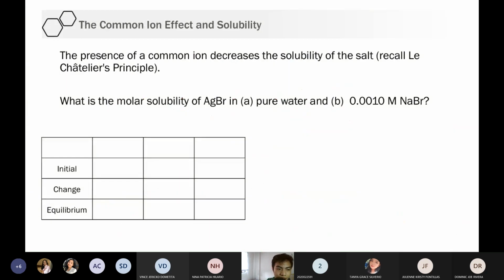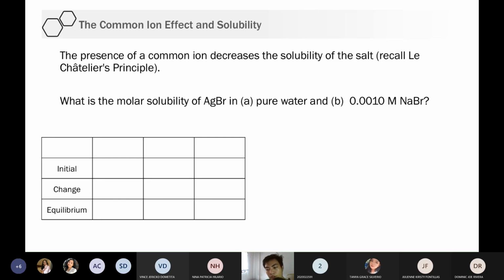Okay. So, punta na tayo sa last part ng discussion natin. Mabilis lang talaga tayo today, no? So, let's talk about the common ion effect and its effects sa solubility, no? So, sa lecture nyo, ano yung sabi niya sa common ion effect?